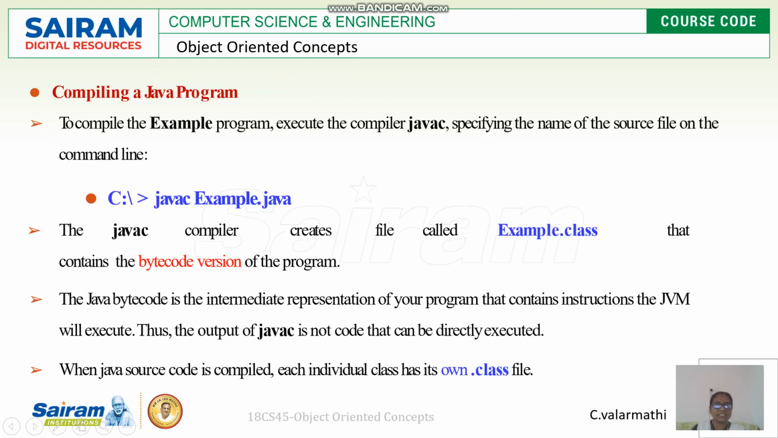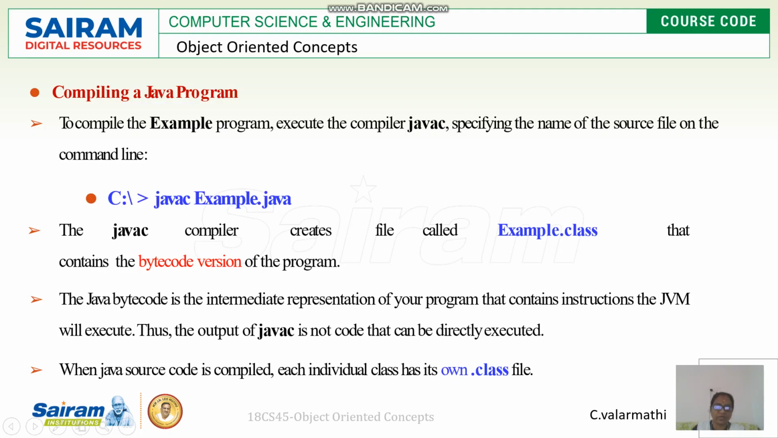Then next is compiling a Java program. How to compile? There is a command to compile the program, javac. javac is the compilation command. It has the syntax javac example.java. So the file name we have specified should be specified here, right? javac example.java is my complete command to compile your program.